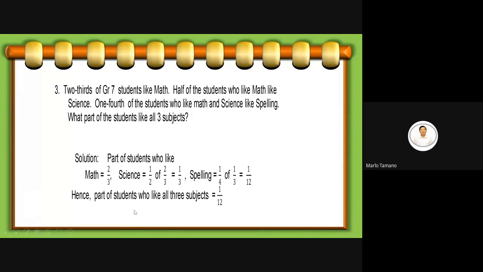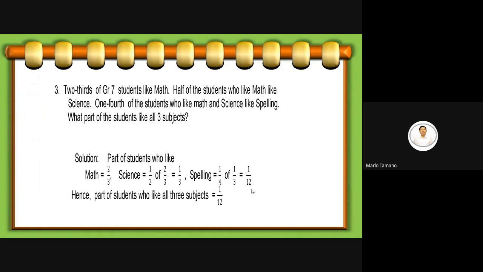Next, dito naman sa next ano niyan, 1/4 of the students who like math and science gusto rin ng spelling. So, doble-doble po, triple na po yung gusto nila. So, 1/4 of 1/3 is 1/12. So, 1/12 po ang may gusto ng tatlo.